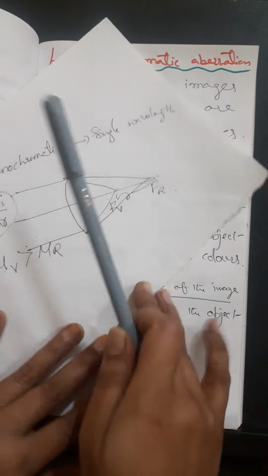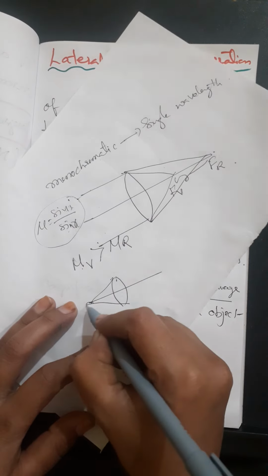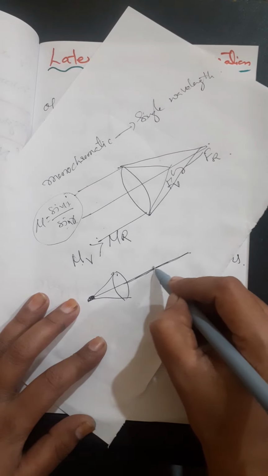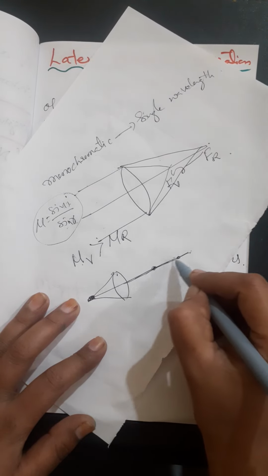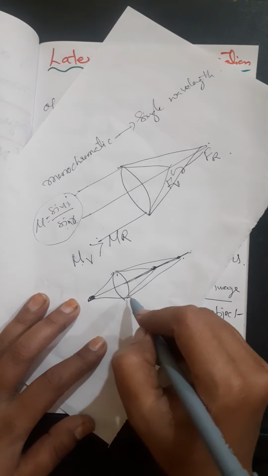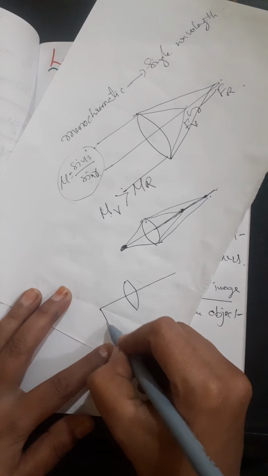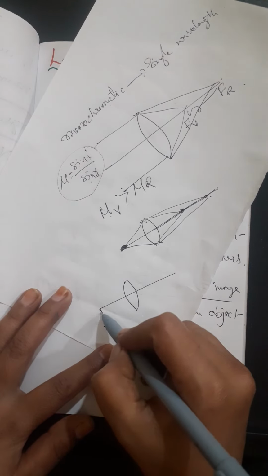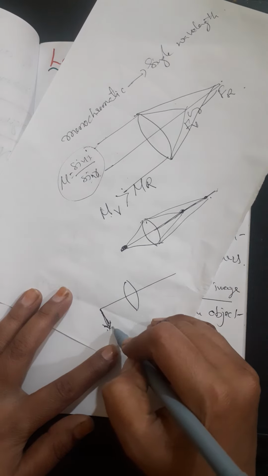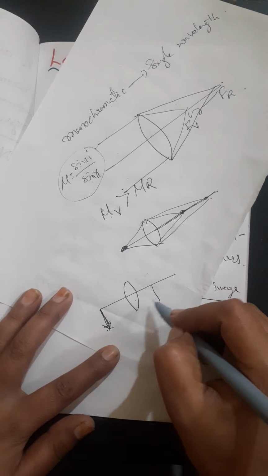Here, in the last case for longitudinal chromatic aberration, we took only a point object. Because of the point object, we got images at different positions on the axis, and the image will be blurred on the axis at different positions. This is known as longitudinal chromatic aberration. For lateral chromatic aberration, we have to consider an object that is not a point object, but has some size. Then the image formed by this lens will have different sizes.